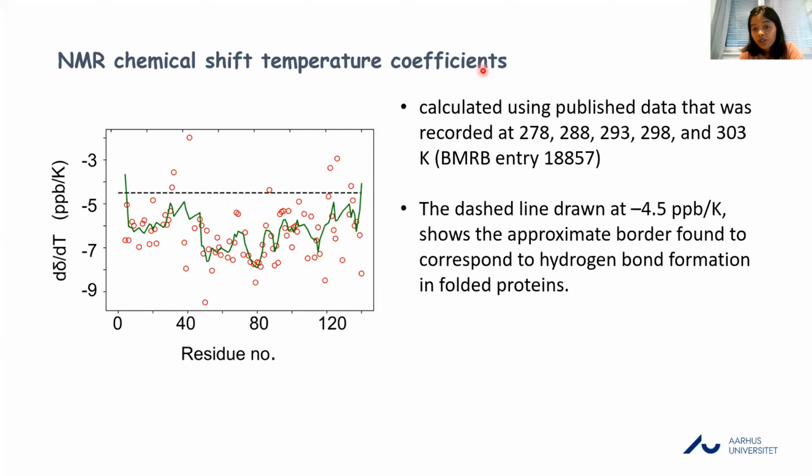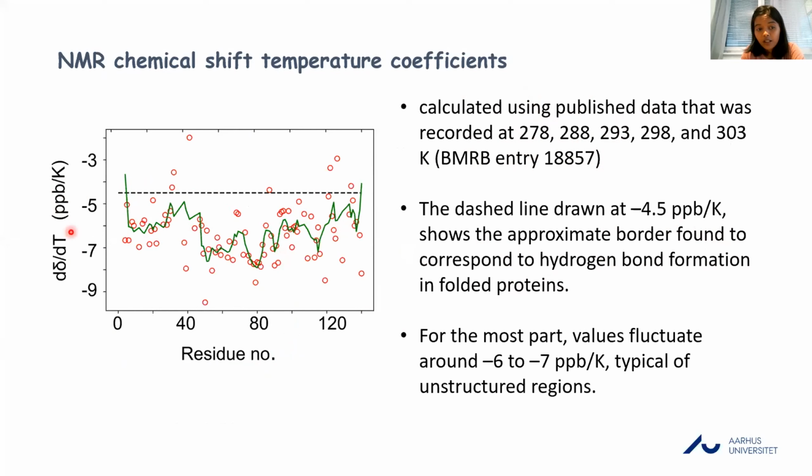And we can calculate temperature coefficients from the BMRB entry for alpha-synuclein, as we did here for these 5 temperatures. A dashed line at -4.5 shows the approximate border found to correspond to hydrogen bond formation in folded proteins. But for the most part, we see a fluctuation in this region around -6 to -7, which is typical for unstructured regions. And so we can say there is absence of hydrogen bond formation, or we can also say that there is maybe some weak interaction between the N and C terminus, but that's about it.